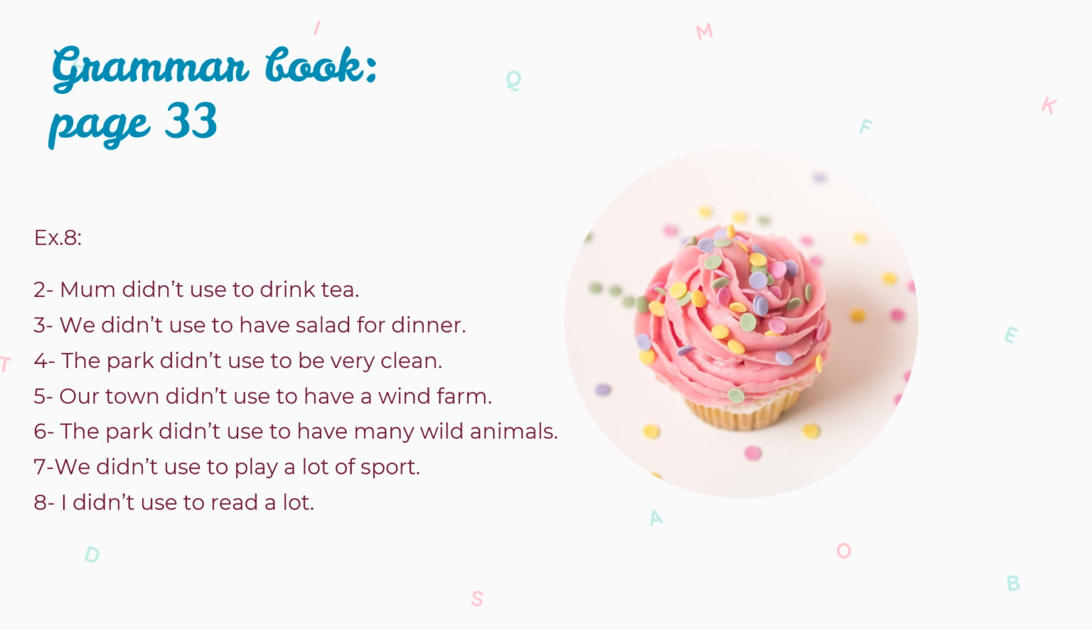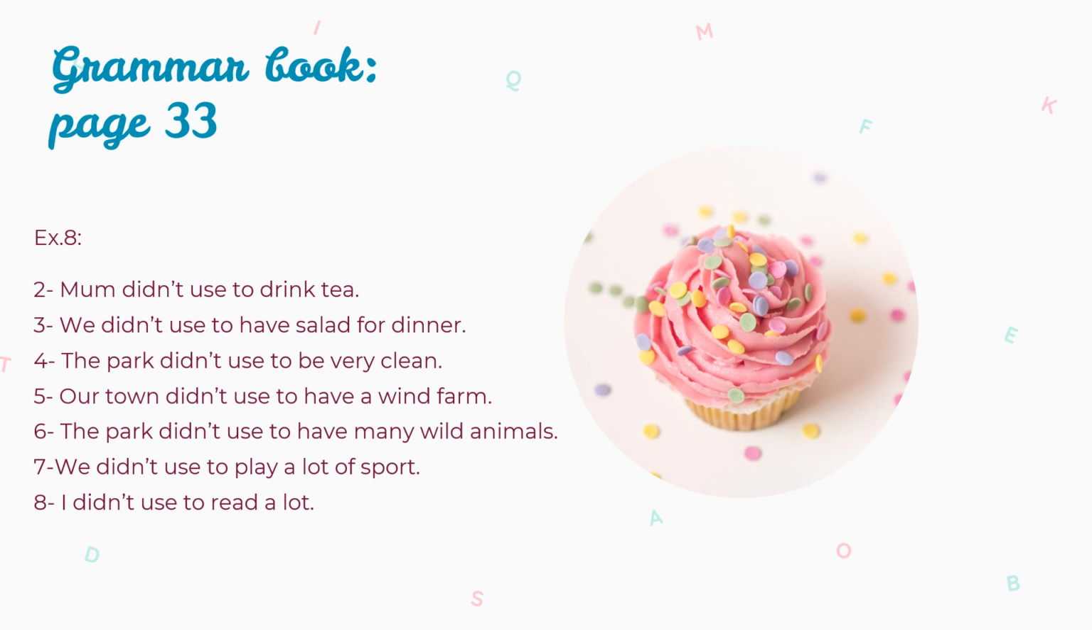Moving to exercise 8. In exercise 8, look at the underlined sentences in exercise 7 and write negative sentences. So the sentences in exercise 7 which are underlined, we are going to change them into the negative in this exercise. Take a look at the first example. Dad did not use to take the bus to work. In 2, we have the sentence Mom drinks tea now. Mom did not use to drink tea.